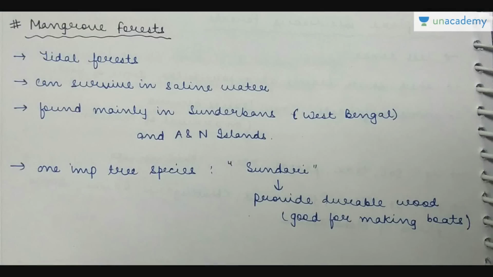Then the next is the mangrove forests. They are also known as tidal forests. They can survive in saline water, and fresh water also. They are mostly found in the Sundarbans, the delta which was formed by the river Ganga and Brahmaputra. We have studied, in the West Bengal area, in the eastern area, they are mostly found, and also in the Andaman Nicobar Islands. One important tree species of these mangrove forests is the Sundari tree, and on this only the name Sundarbans was kept. The Sundari tree provides durable wood which is very good for making boats.